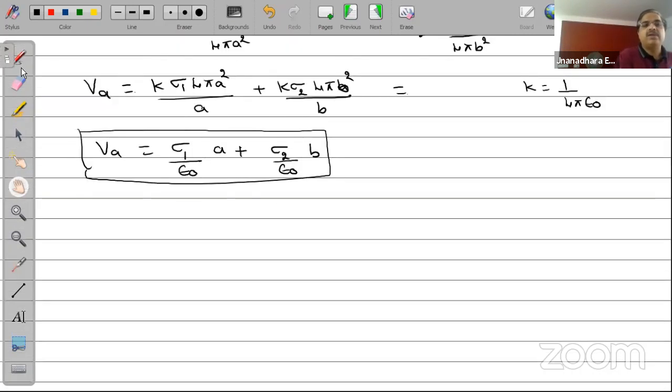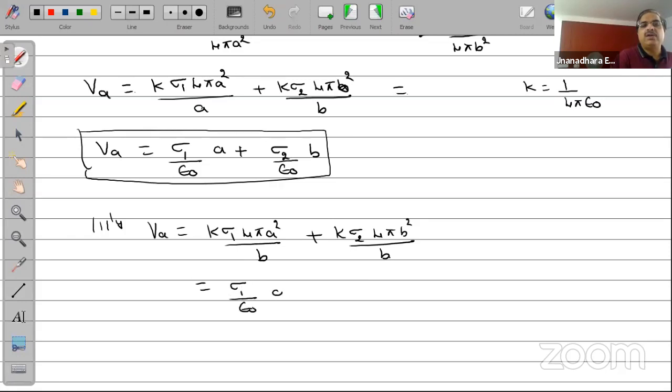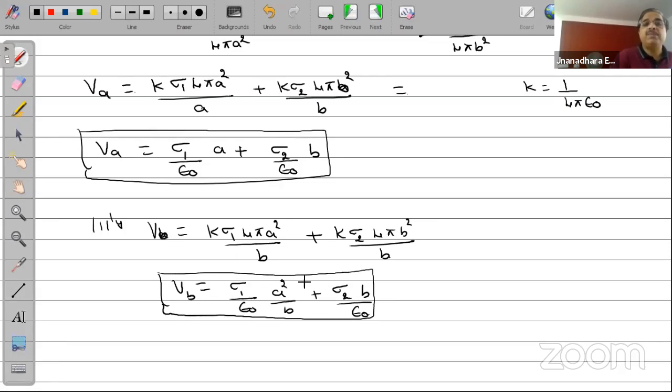Okay. Similarly, what will be VB? VB will be equal to K sigma 1 into 4 pi a square divided by B plus K sigma 2 4 pi b square divided by B. So you can also write this as sigma 1 by epsilon naught a square by B plus sigma 2 by epsilon naught into B. So this is another way of writing VB. So I can write down the expression for VA and VB in terms of sigma as well. This will be very useful, so please make a note of it.